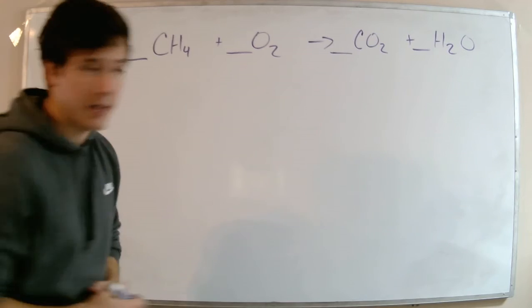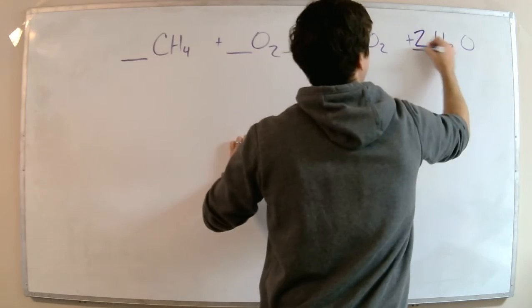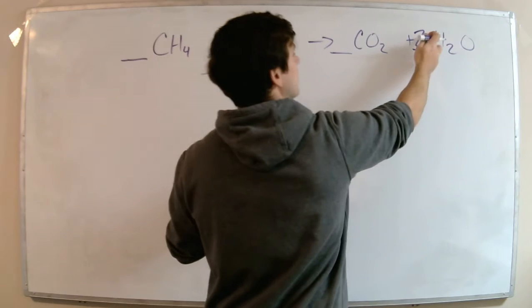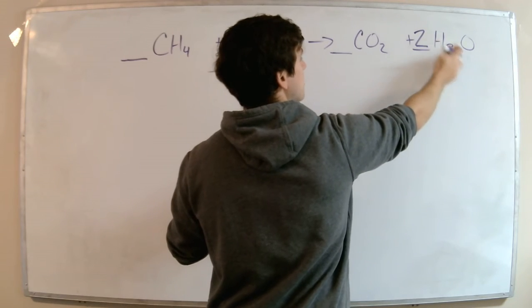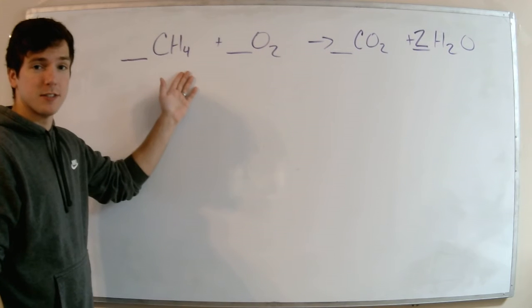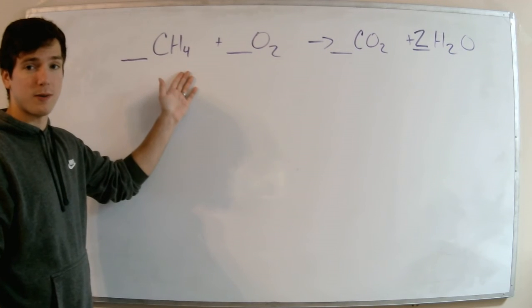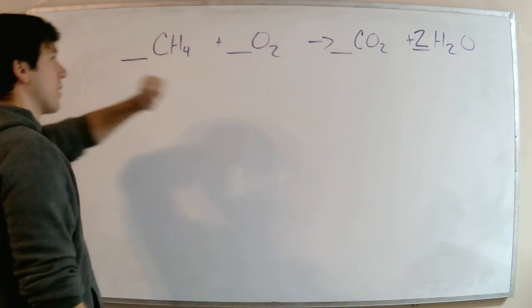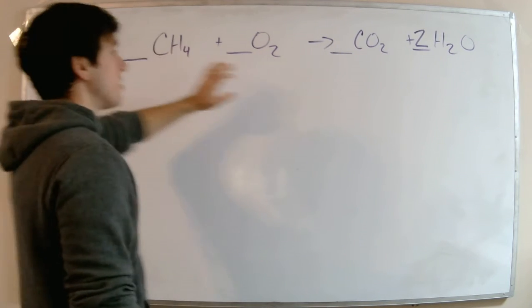I'm going to put a 2, right? Because now I have 4 hydrogens. 2 times 2 will give me 4 hydrogens. Now over here, I have 4 hydrogens as well. So let's make sure that nothing else changed. I know carbons are good still. I know hydrogens are now good.